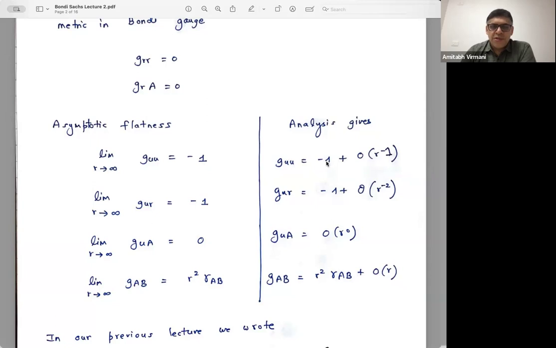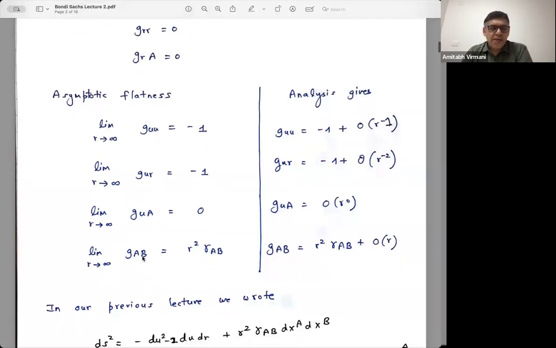So the UU component should be -1 plus something which corrects the metric at order 1 over R. So this is capital O, order 1 over R. GUR doesn't have a 1 over R component. GUR has a 1 over R squared component. GUA has an order R to the 0 component. Okay, this might be a bit different from what your expectation is, but this is the correct thing to do. If you don't do this, then there are other problems. So this is the correct thing to do. And GAB is indeed R squared gamma AB plus some correction of order R.